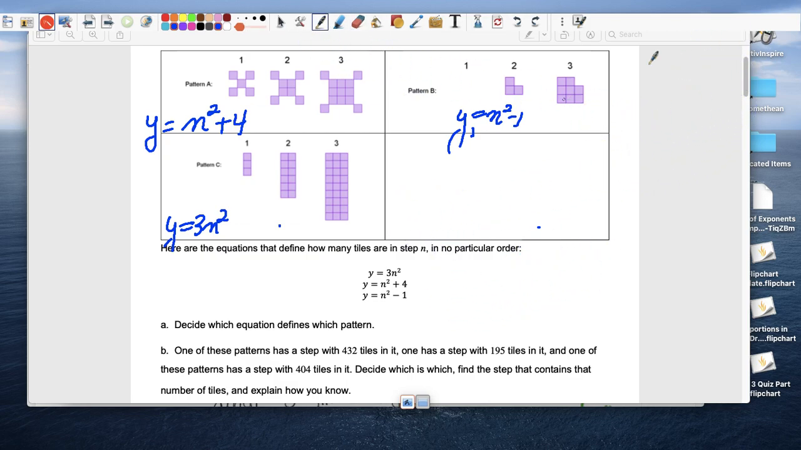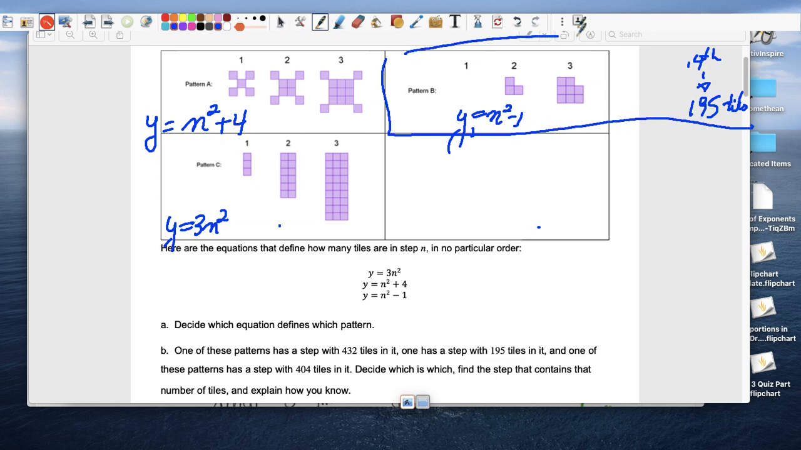So we found out that 195, so the 14th term, you would have 195 squares or tiles. Okay, so that belongs to this pattern here. So that's gone. Let's try 432 with the first one.